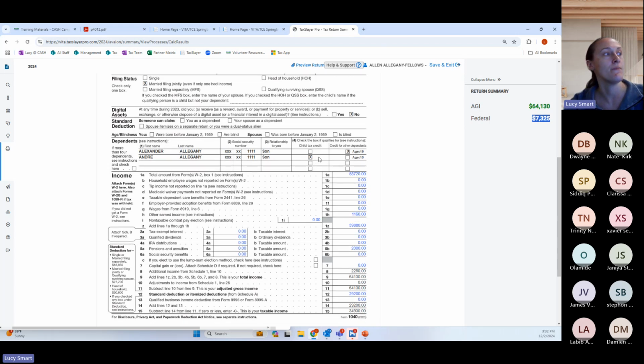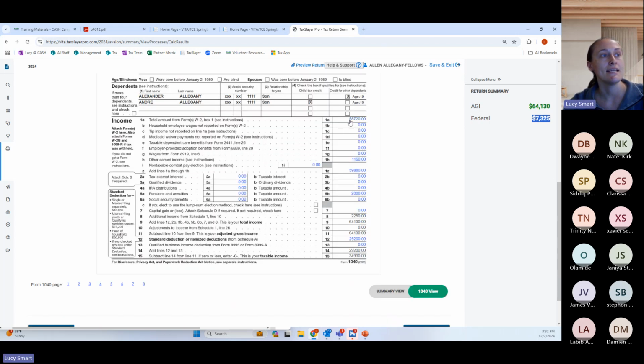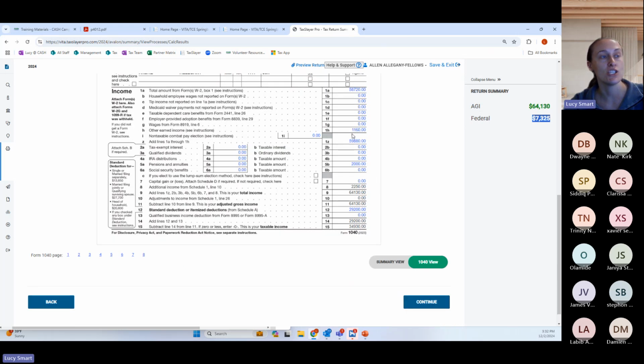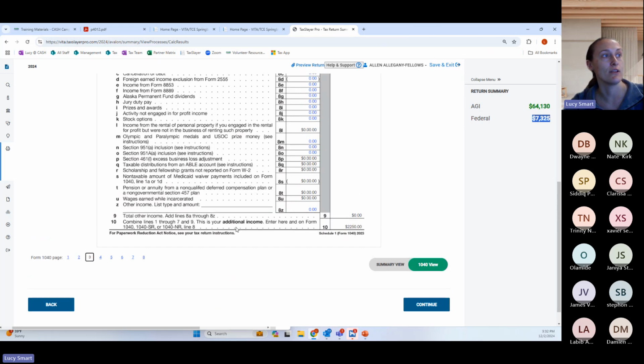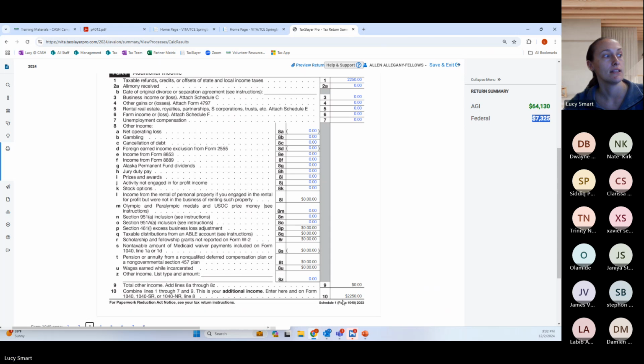He's under 17. Line 1a is the amount from both of the W-2s added together. Line 1h is that disability payment on the 1099-R. Line 5a is the distribution that Audra took out of her retirement account. And then line 8 is additional income from Schedule 1, line 10. We can see that if we look at Schedule 1, line 10 is the total, and that's coming from their taxable refund from the state level. So it looks like $2,250 of that was taxed.